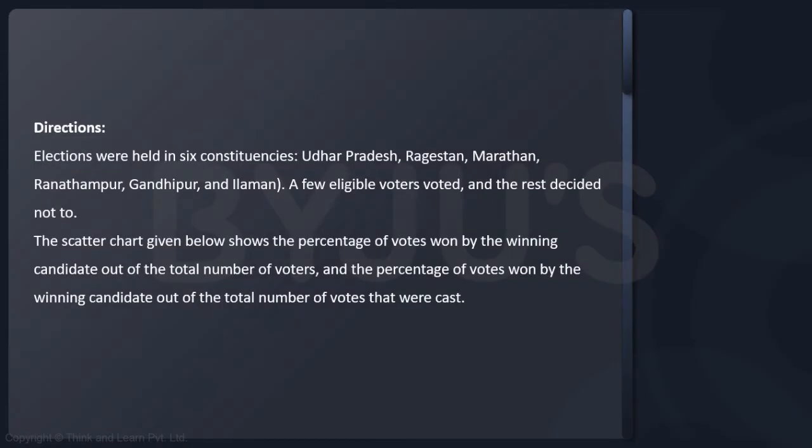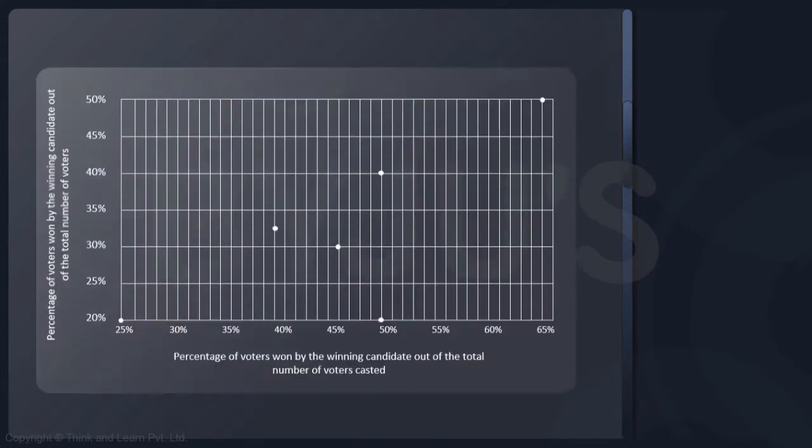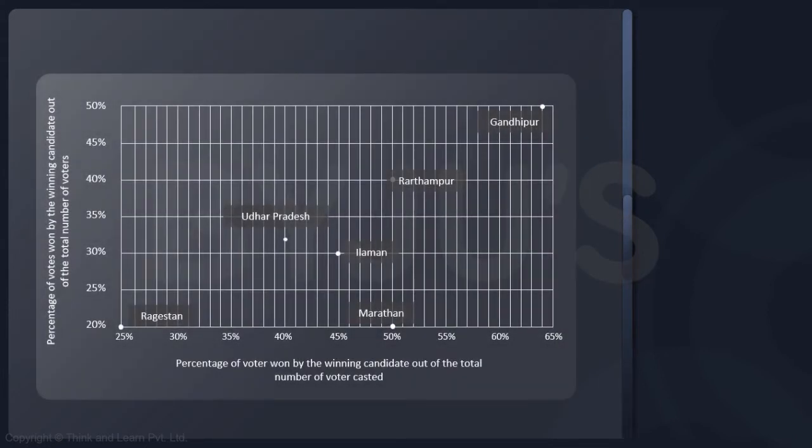Next, this is a set based on calculations, not much to worry about. There are some constituencies in which elections are held. So there is a scatter plot here, and some data points are given to us.